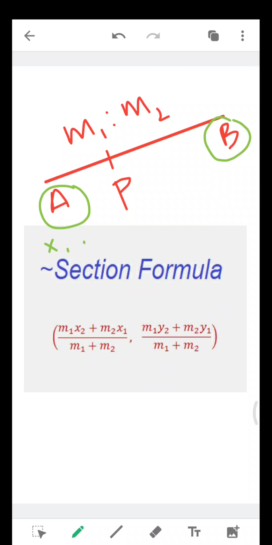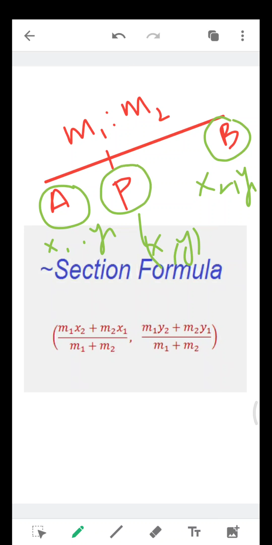This will be your x2 y2. Keep this in mind, and this point we take as x comma y, the point which we have to find. And this is the third part, P, the point which divides. So usually we take it as x comma y. And m1 is to m2, the ratio, is the fourth part. So these are the four different terms in this figure.